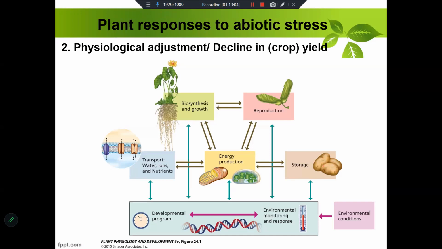If there are no stress conditions, then what will the plant think? The plant will think, okay, I have to survive another 3 months. Therefore, I will allocate most of my energy for biosynthesis and growth, because I have to live another 3 months. Then maybe in another month, I will allocate my energy for reproduction, because that is the right time for reproduction. And then I will store some energy now for the reproduction.